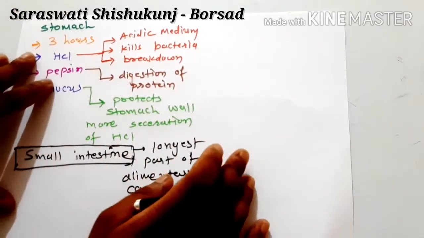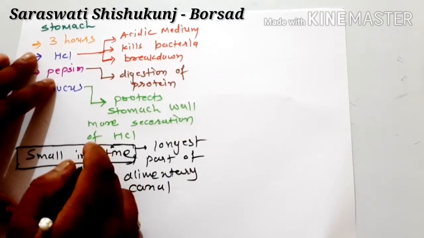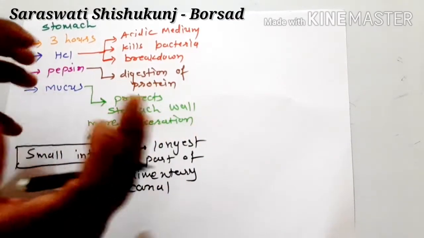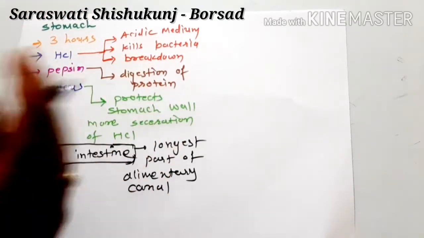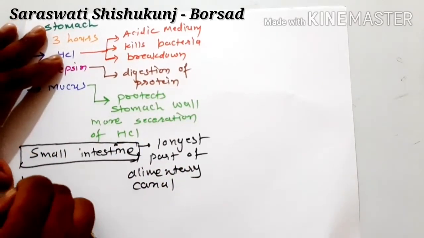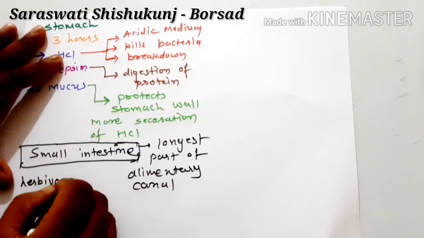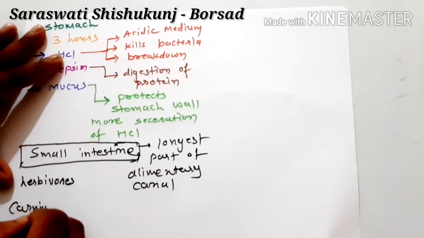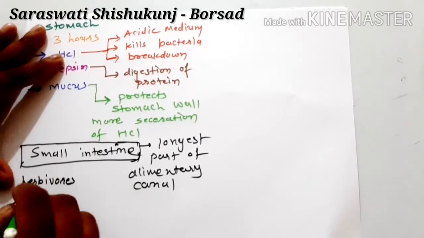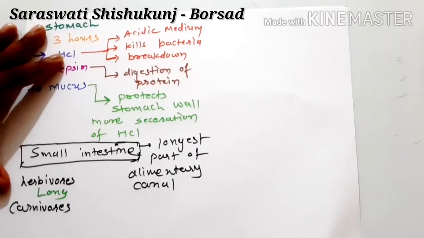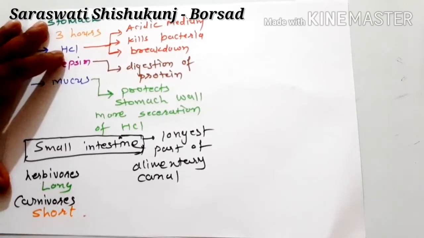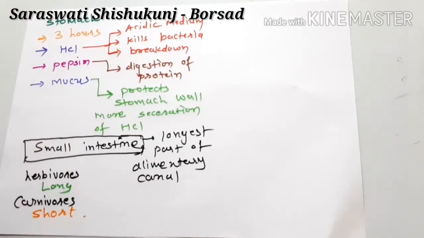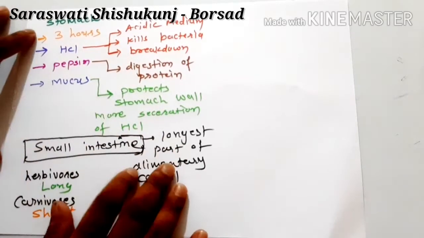The small intestine is a very compact and complex structure. The length of the small intestine can be different, as we discussed: in herbivorous we will have a long small intestine, and in carnivorous we will have a short small intestine. It depends on their digestion. The small intestine is the site of complex digestion of food into different components.